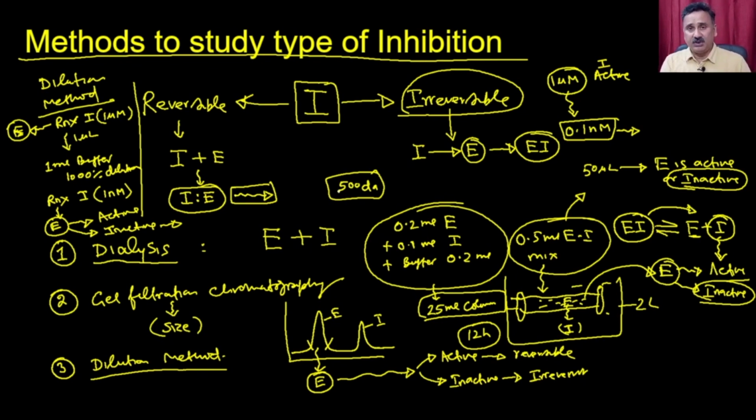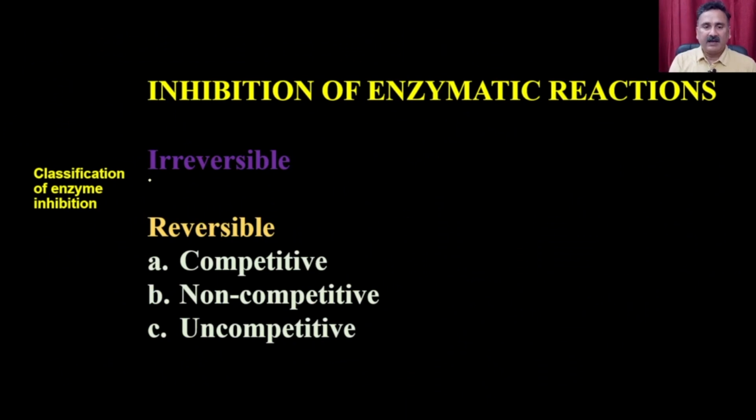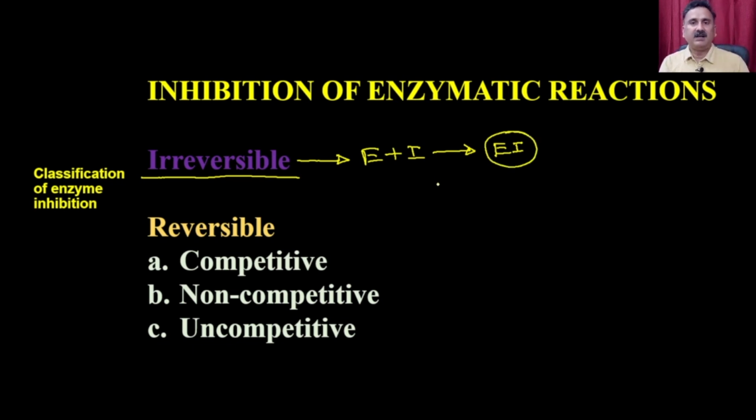So these are some of the analytical methods you can use to study the type of inhibition. The type of inhibition could be reversible or irreversible. In irreversible inhibition, the enzyme makes a complex with an inhibitor, and this complex is mediated by irreversible forces such as covalent bonds and other kinds of interactions. So this is not going to get dissociated.